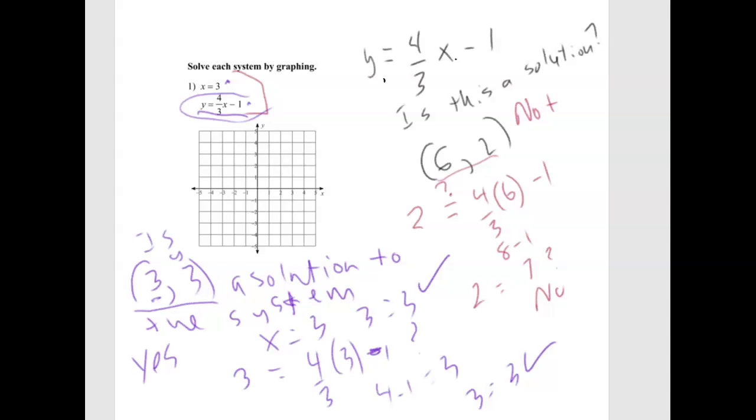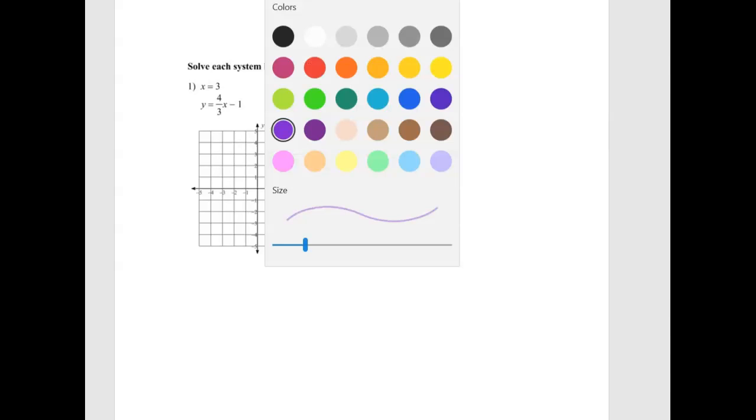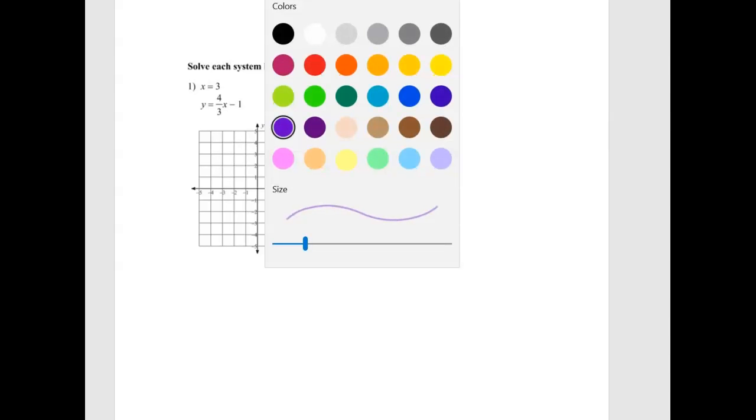So let's erase everything here and start over. All right, this time I'm going to graph x equals 3. X equals 3 goes through the x-axis at 3 and doesn't touch the y-axis. So I get a line right here. And it's not that easy to draw a line.